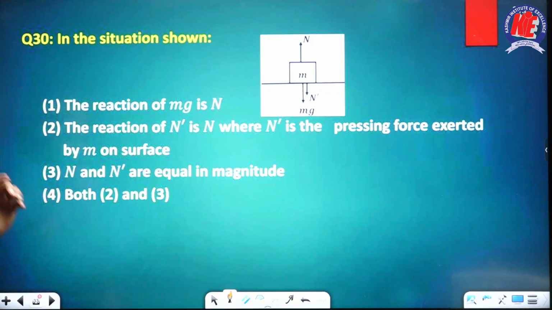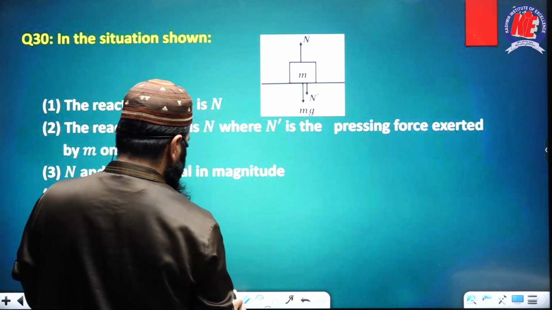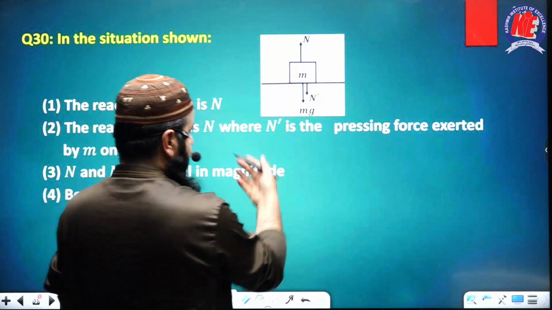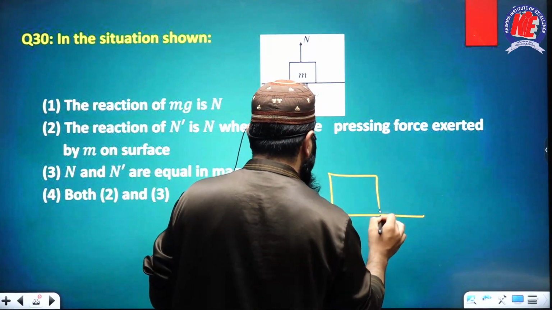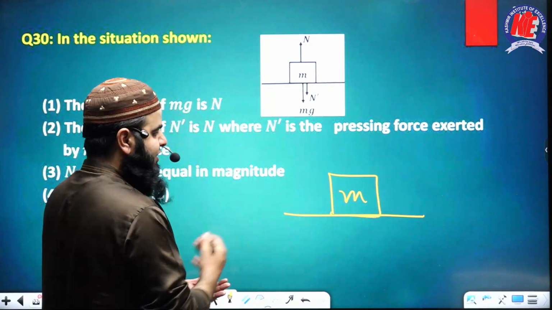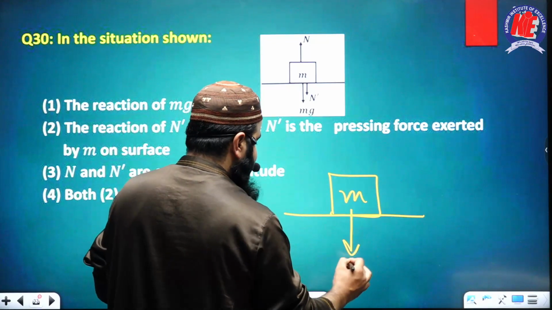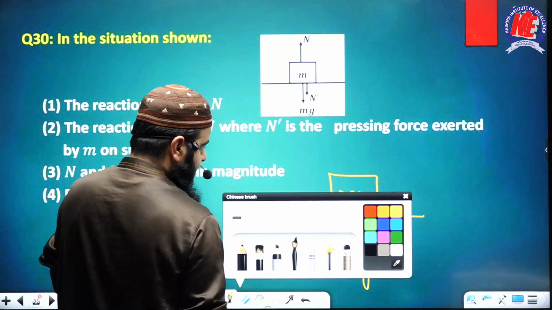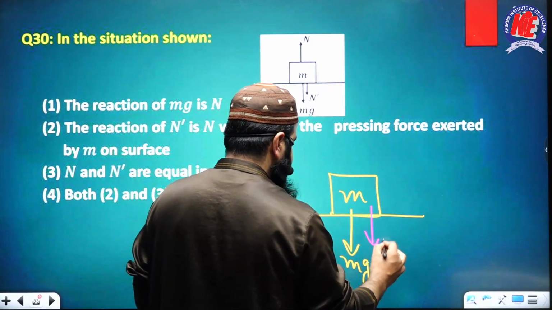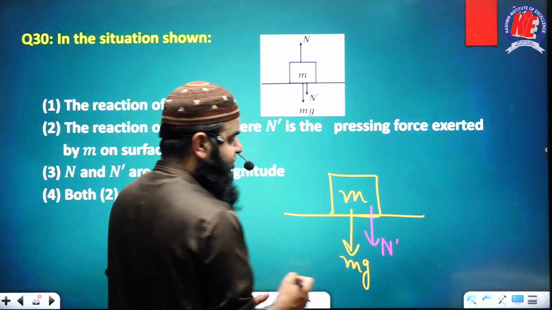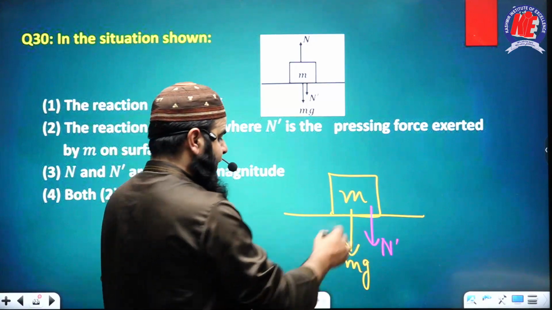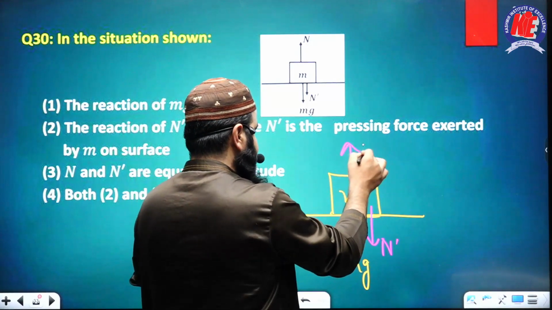In the situation shown, the reaction of mg is N. No, no, no, that's wrong. If I hit this directly, the situation is actually like this, which will be in everyone's mind. It is among the fundamentals but at the same time important. If you have a block of mass m on the ground or on some surface, then a downward force will act on the block, we will say mg. Now because of mg, the block will press the surface with the normal reaction N dash, which you must have seen here. Then the reaction of this N dash, that is when the block presses the surface with the normal reaction N dash, as per the third law, the surface will press back with the normal reaction N.